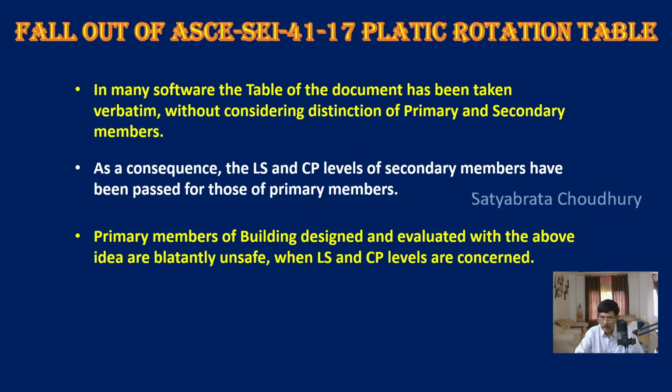Primary members building designed and evaluated with the above idea are blatantly unsafe when LS and CP levels are concerned, because the plastic rotation of LS or CP level for secondary member is much higher than those of the primary members. Now, if you have designed the primary members for higher plastic rotation, your system will undergo large plastic rotation without your knowing that it has gone beyond actual LS and CP levels for the primary members. So please use the table I have given, or you can prepare your own table and use also the user-defined hinges whenever you are facing this problem in the software.